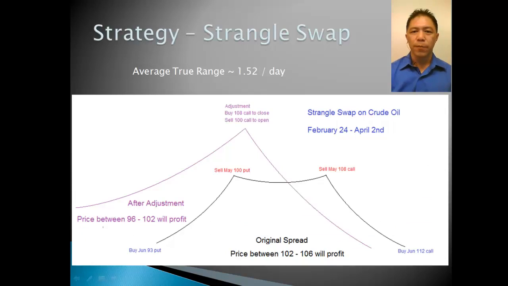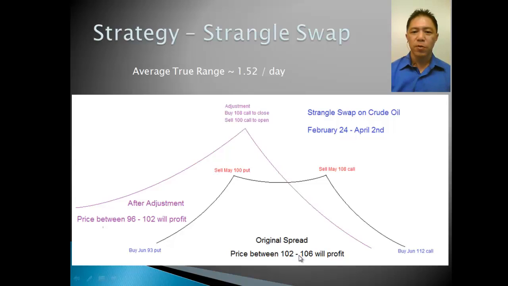All right, so let me first start off by giving you the basic concepts on what we're doing. When we went ahead and put together this strangle swap structure, which is selling a series of calls and puts, this black line basically outlines the P&L chart of what that accomplishes. In other words, when we put those trades on with the options, it created this type of P&L formation where if the price of the underlying crude oil contract was between the range of 102 and 106, we would earn a profit so long as price remains somewhere within this range between 102 and 106.